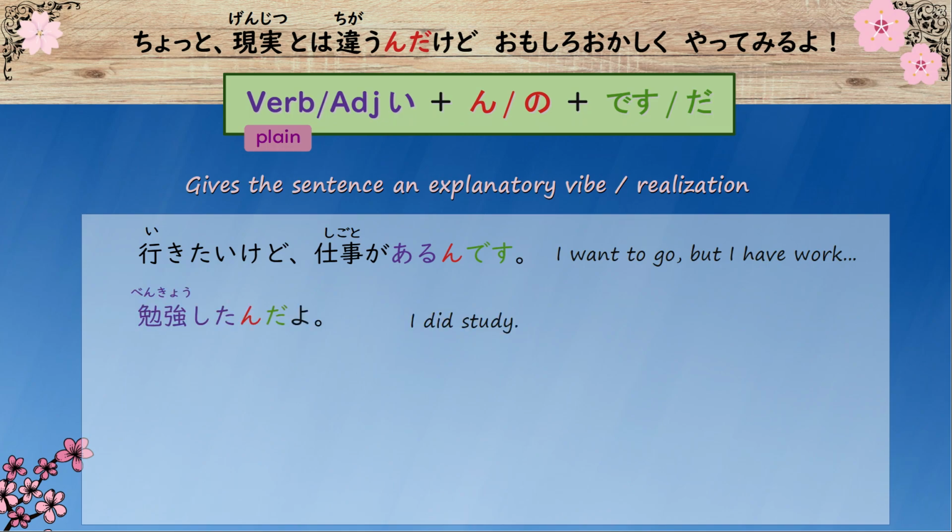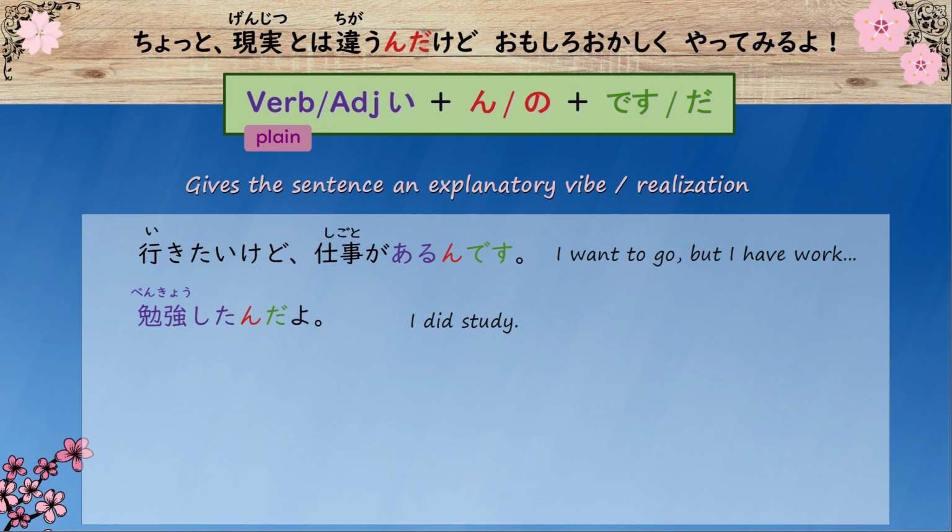Then, 勉強したんだよ. So for example, your mother comes home and she sees that you are playing video games. And of course, it's your mom, so she wants you to study. So she tells you, oh my god, what are you doing again? Why are you playing video games? You should be studying. But it happens that you've actually done your homework before starting playing video games. You studied, and so you tell her, 勉強したんだよ. I did study.